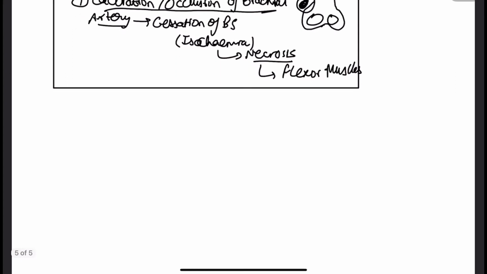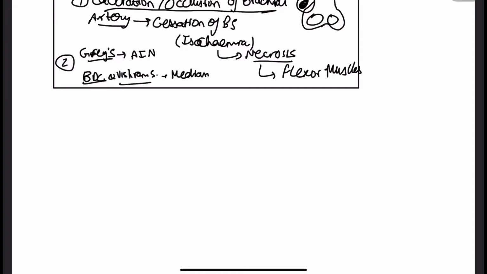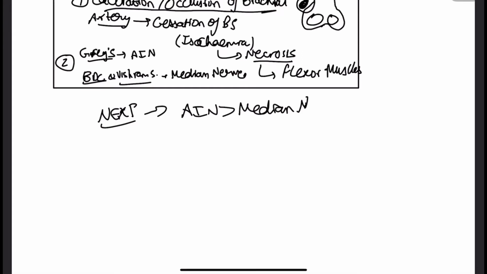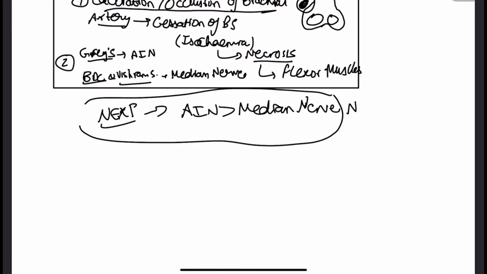And when we are talking about which nerve is damaged, now this is a controversial question because in Gray's Anatomy it is given that anterior interosseous nerve is damaged in supracondylar fractures of humerus, but in BDC and in Vishram Singh it is given that median nerve is affected. So now what are you supposed to follow? If it is asked in your next exam, you will prefer anterior interosseous nerve more than median nerve. This has been asked in NEET 2017.